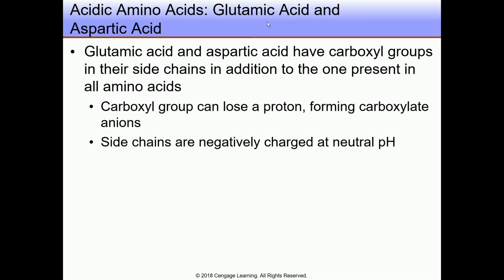So this is your aspartic acid. You can see here, this is the R group, there is a COOH group. This is glutamic acid, this is the R group, and there is a carboxyl group here.